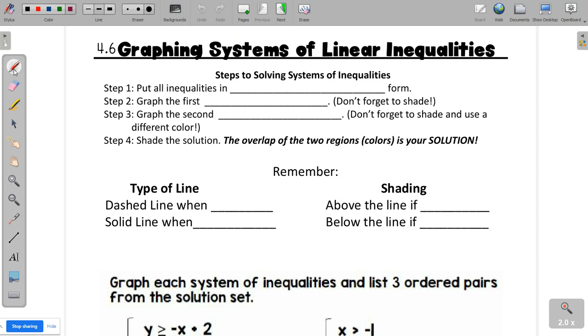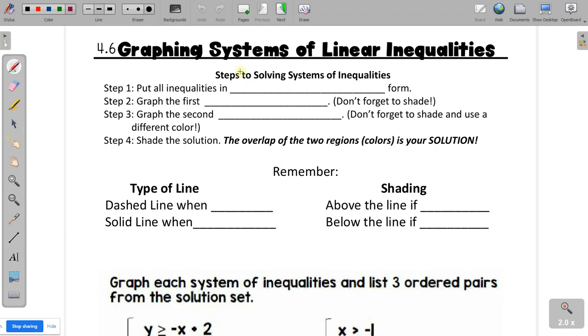Today, we are going to be looking at graphing systems of linear inequalities. In our last lesson, we graphed just one linear inequality, but now we're going to graph a system of them, so two or more. So the steps to solving a system of inequalities.